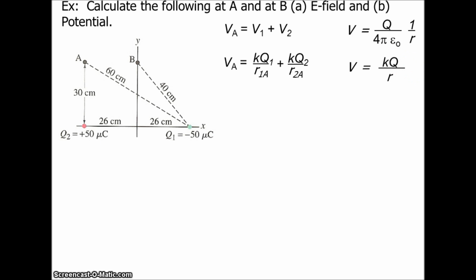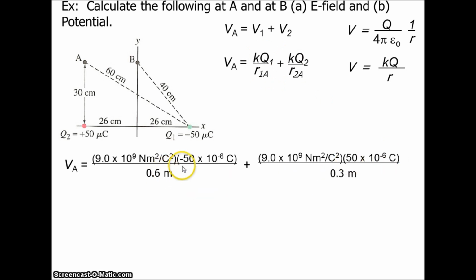Okay, so then we can go ahead and plug in. Now the difference between the potentials and the electric field is that for the electric field, we do not put in the polarity of the charges, but for the potential we will. So Q1 is going to be negative, Q2 is going to be positive.